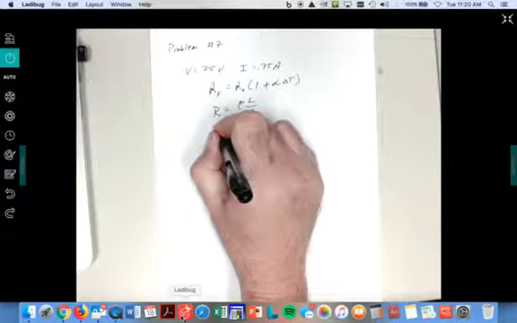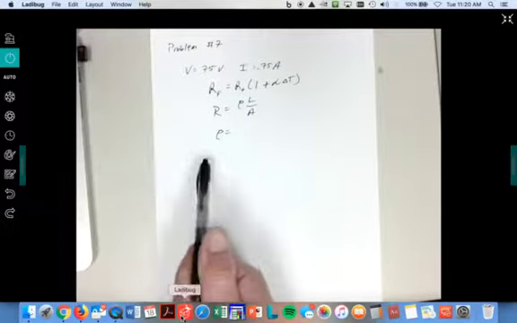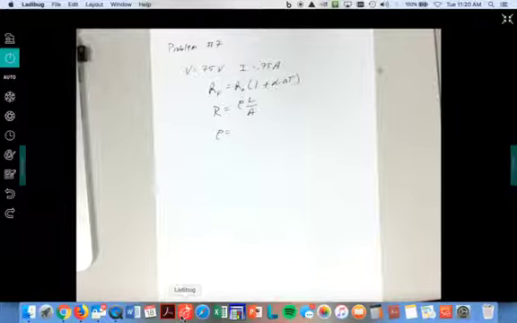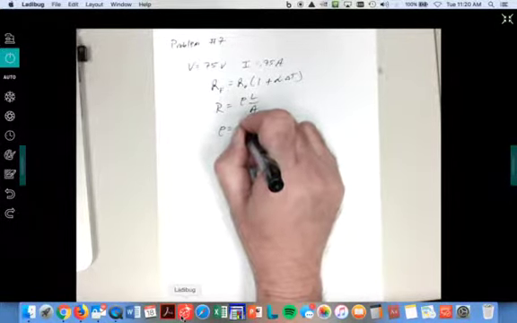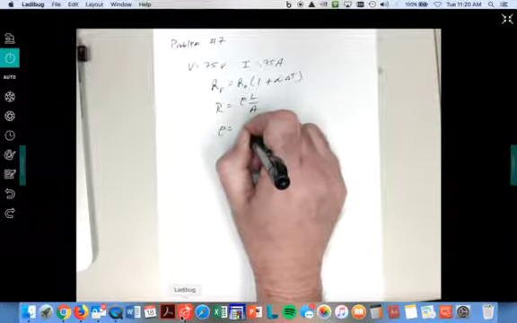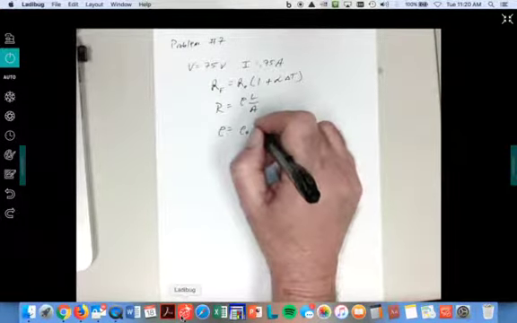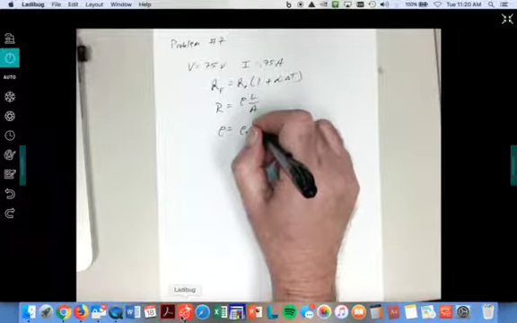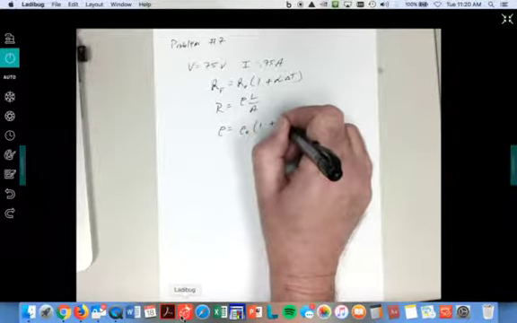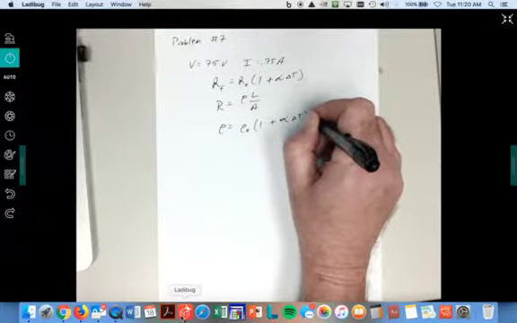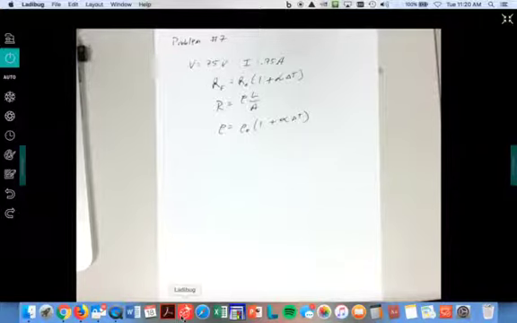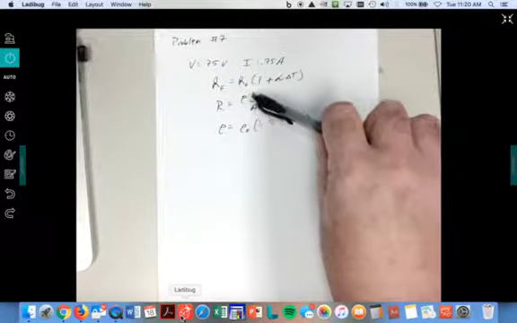And so as it heats up, the resistivity goes up, and it's equal to rho naught times 1 plus that thermal coefficient of resistivity times delta T. That's what they're trying to get you to see, and to know that L over A is going to cancel.